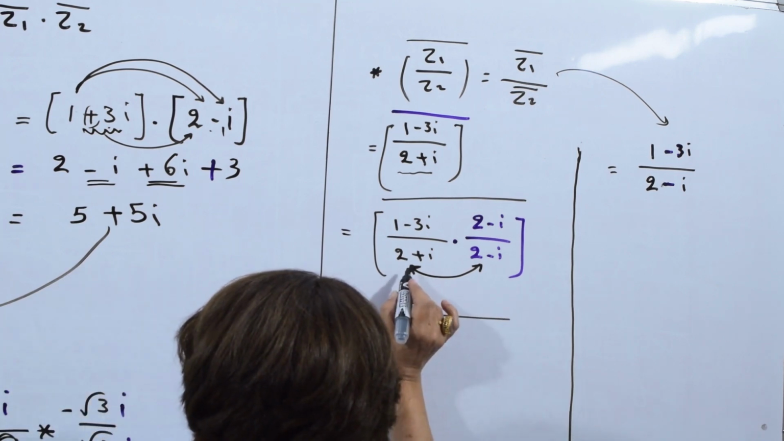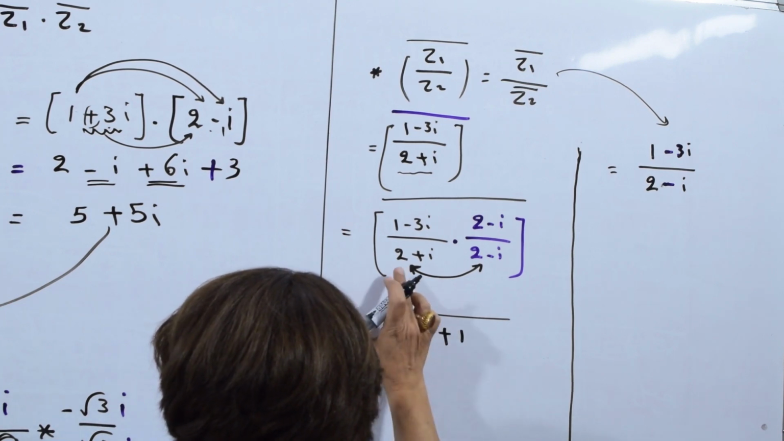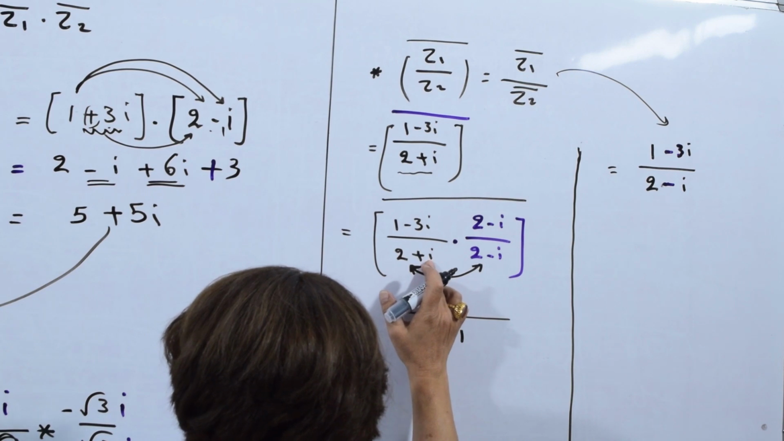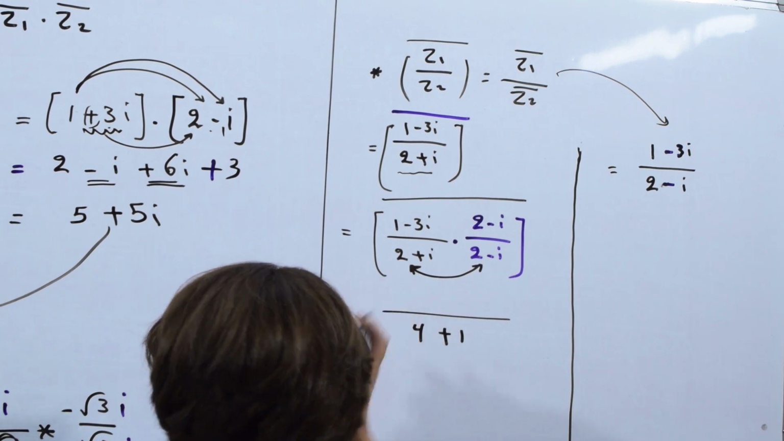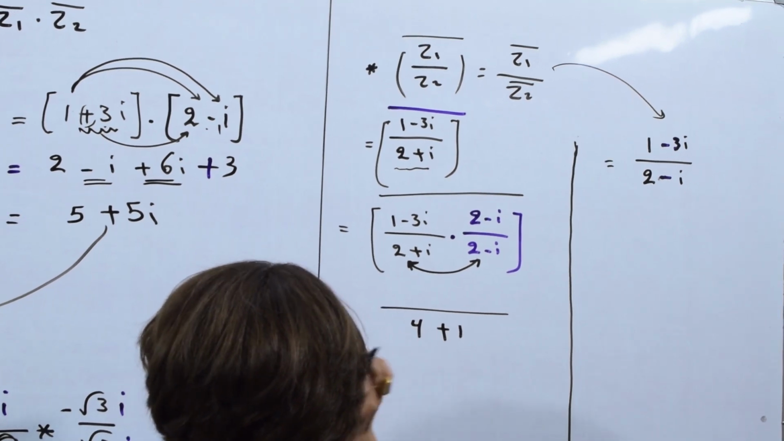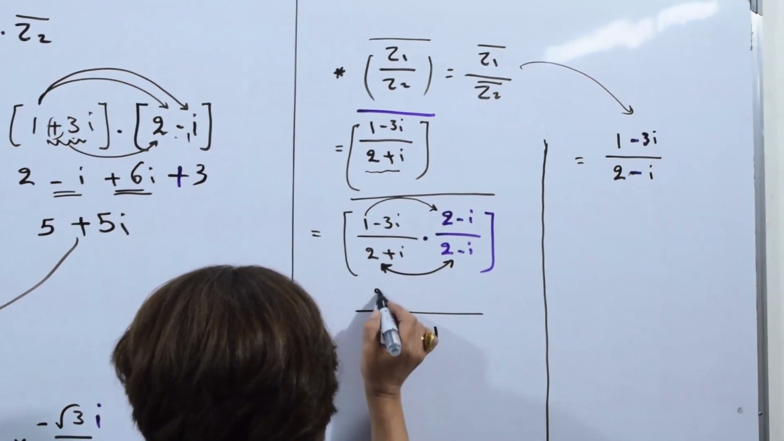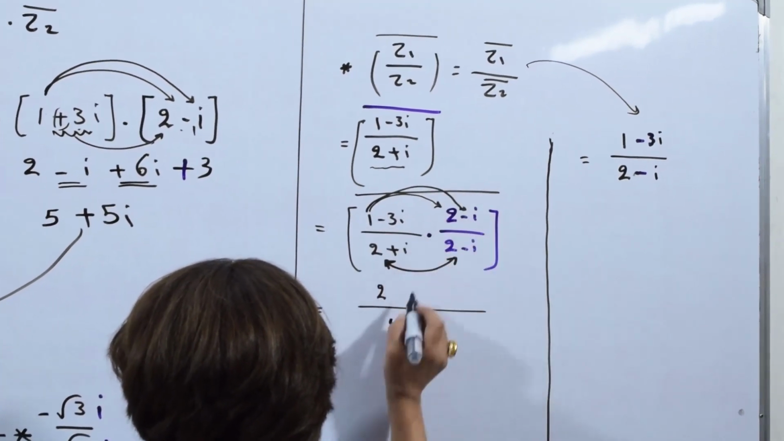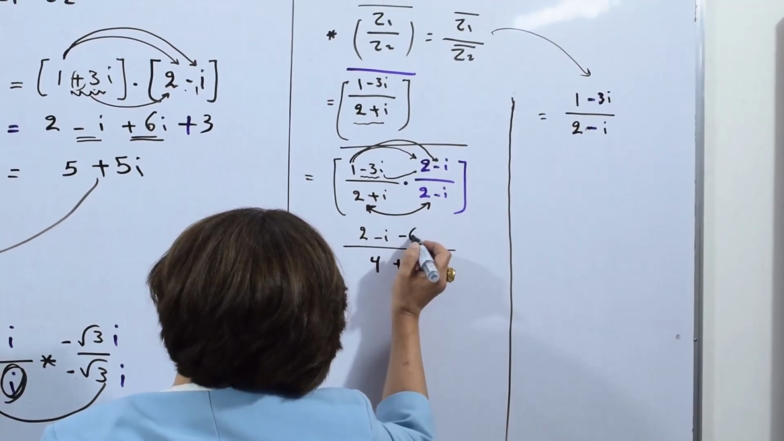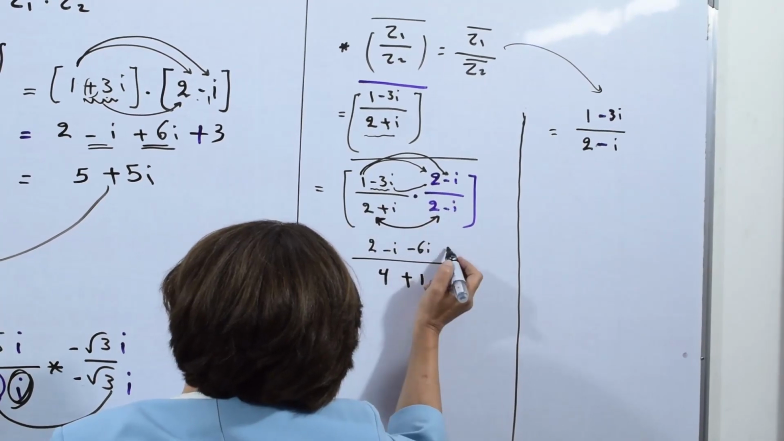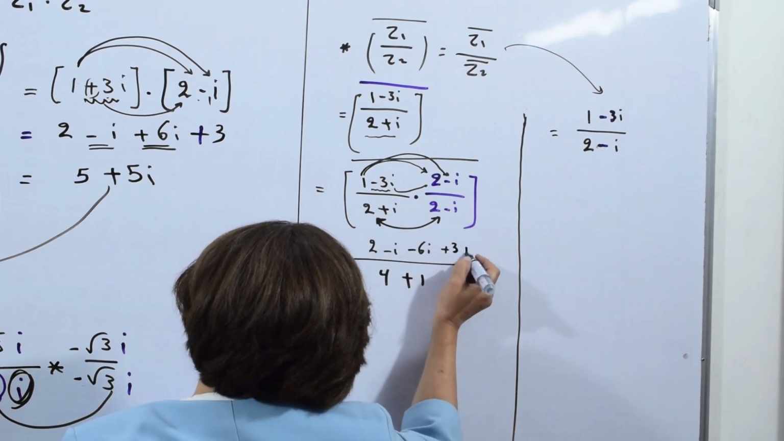I go back to the law a squared plus b squared, that means 4 plus 1. The coefficient of i is 1, squared gives me 1, and the real part 2 squared is 4. In the numerator, 1 times 2 give me 2. 1 times negative i give me negative i. Then negative 3i times 2 give me negative 6i. Negative times negative give me positive. 3 times 1 give me 3. i times i give me i squared.